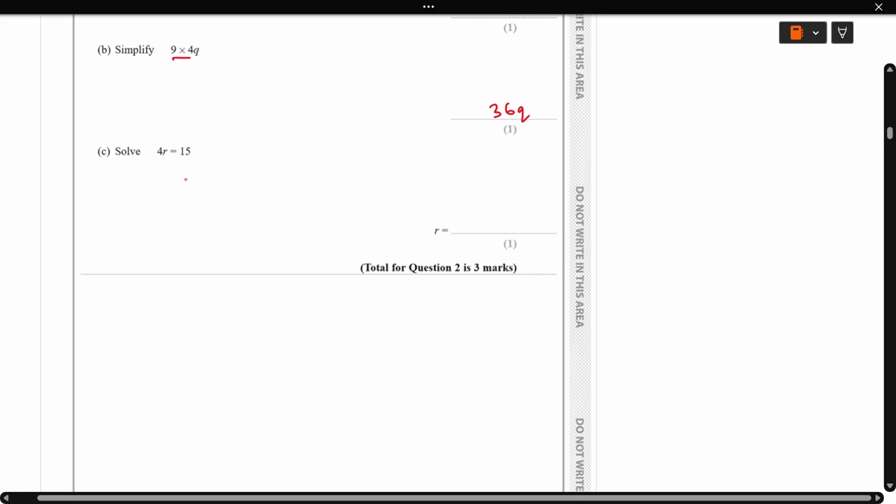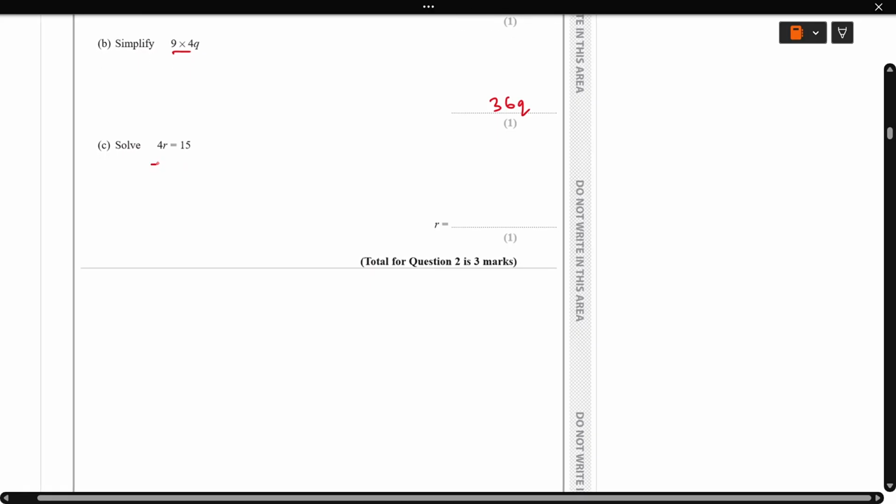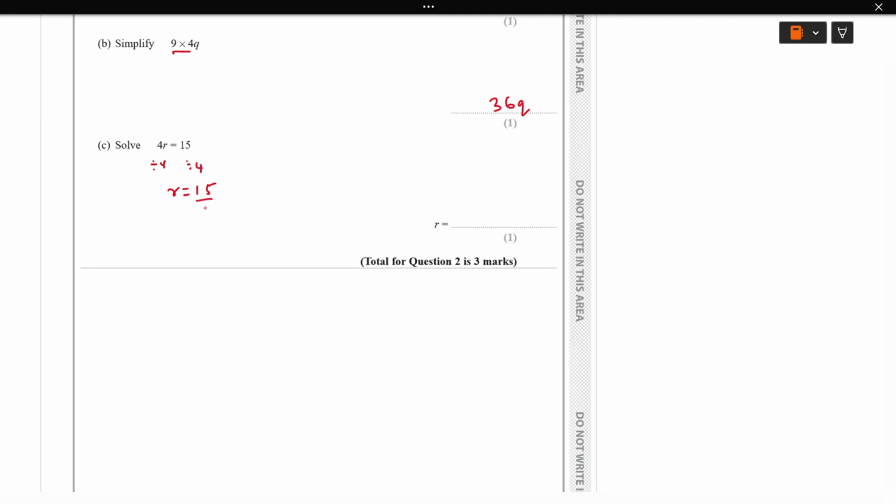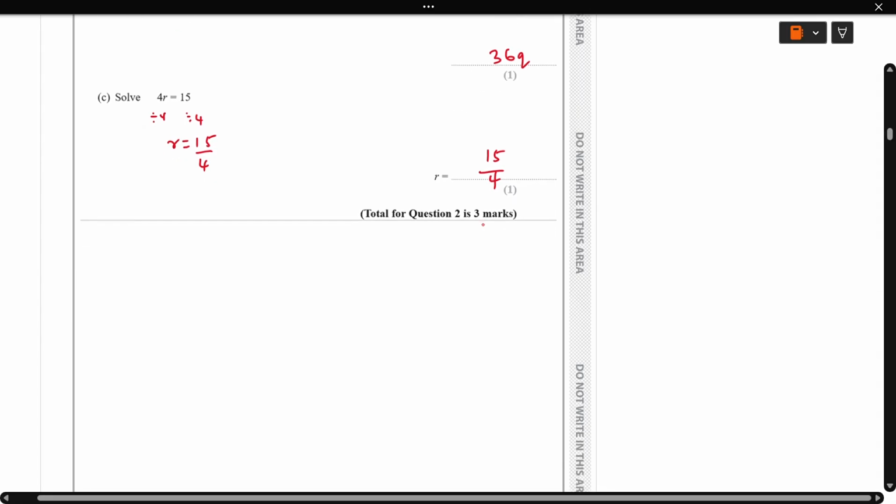Next, solve 4r equals 15. So 4 times r; we divide both sides by 4, so r equals 15 over 4. So 15 over 4 is the correct answer.